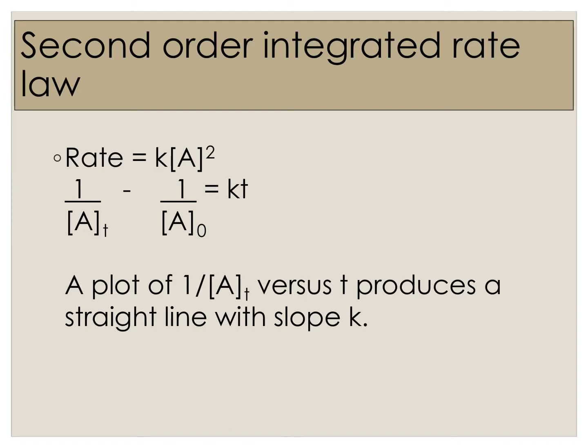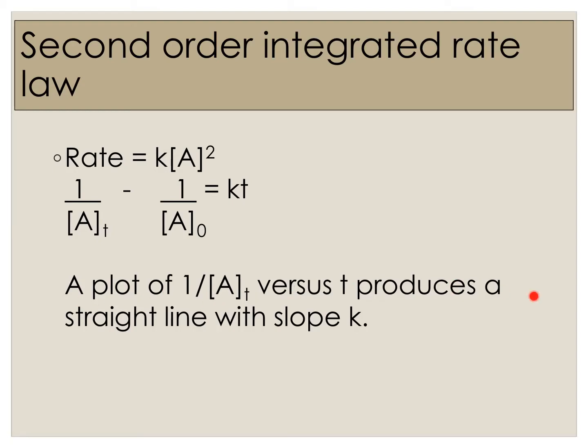Now, if you like the first order equation, an easy way to remember it, because that one is not given to you on the AP test, is that the difference between first order and second order is always that second order is 1 over concentration, whereas first order is ln of concentration. So the only difference between this rate law equation and the first order one is that instead of 1 over [A]t, it's ln of [A]t minus ln of [A]0 equals kt.